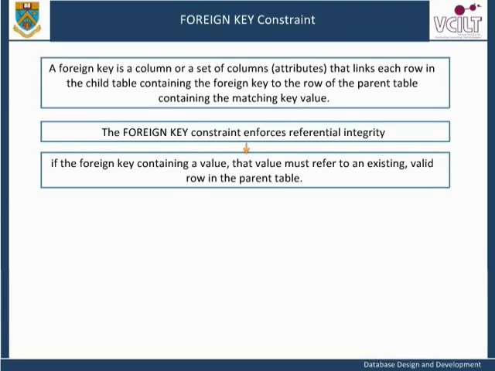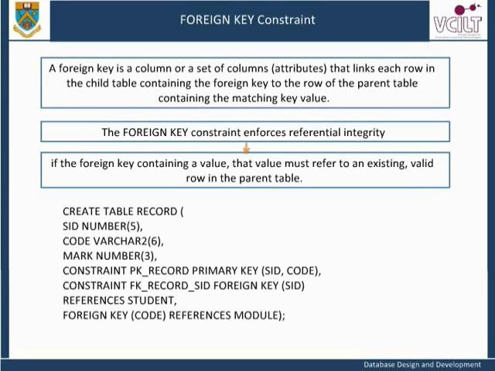One important implication of this is that when using foreign key constraints, the parent tables must be created before the child tables, and the parent tables must be populated before the child tables are populated, in order to avoid constraint violations. It is important to bear in mind this required order of doing things when undertaking practical work involving foreign key constraints. The following SQL statement can be used to declare the foreign key constraints on SID and code when creating the record table, as shown.